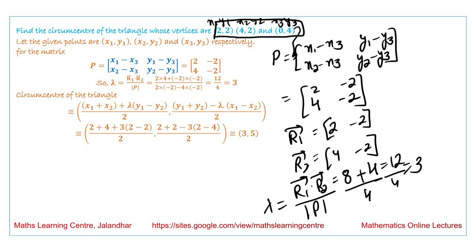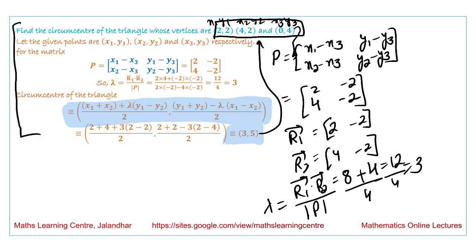Now the circumcenter is given by the formula. This formula we have already seen. If we substitute these values of x1, x2, y1, y2 and lambda in this formula, we obtain that the circumcenter of this triangle is 3, 5. So this is how you can apply the formula we have studied in our previous slide.